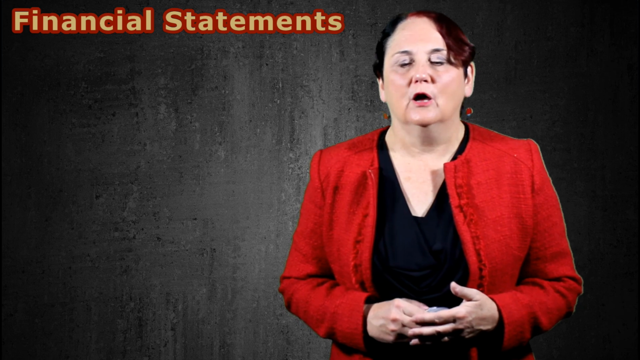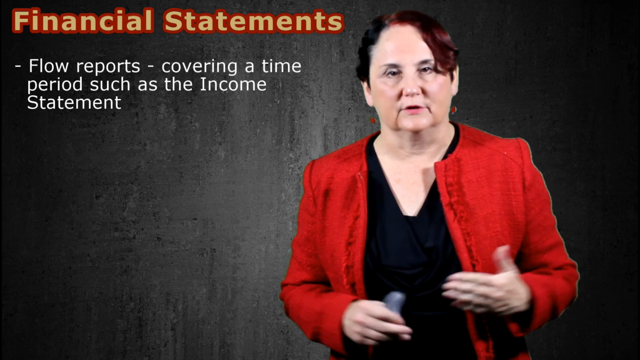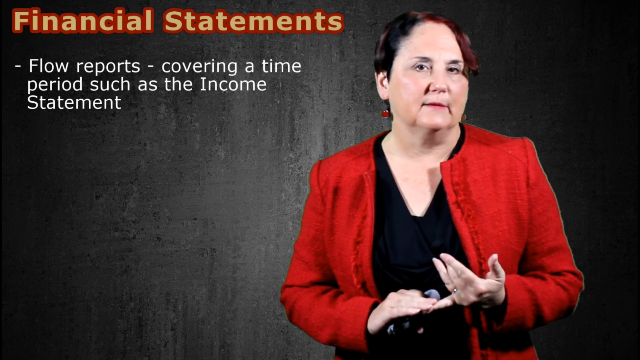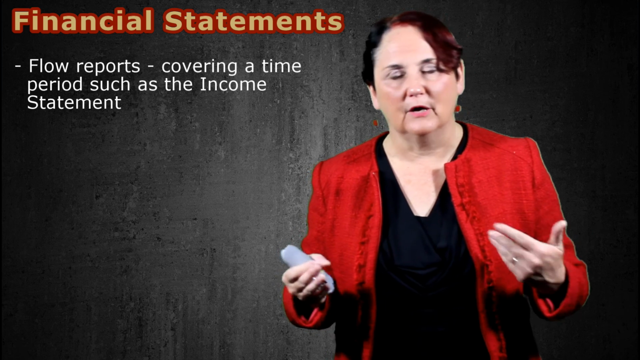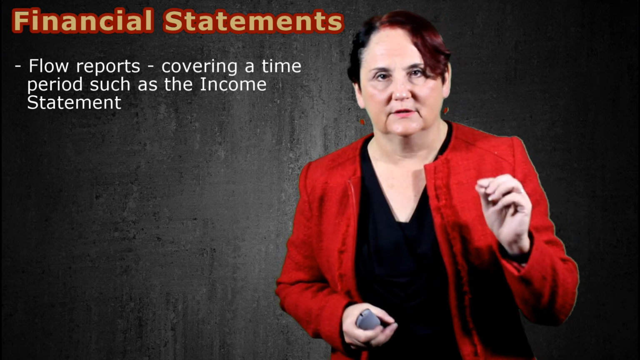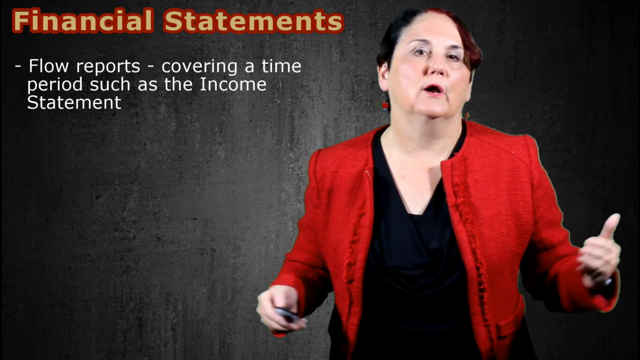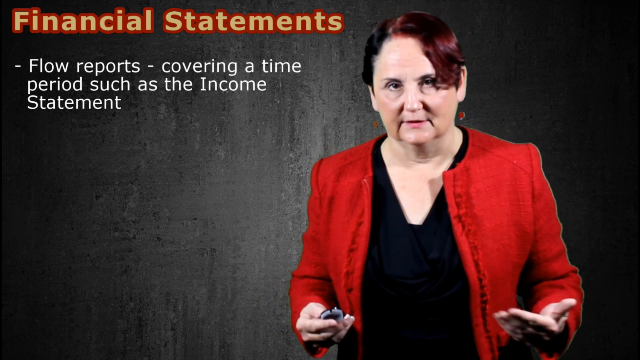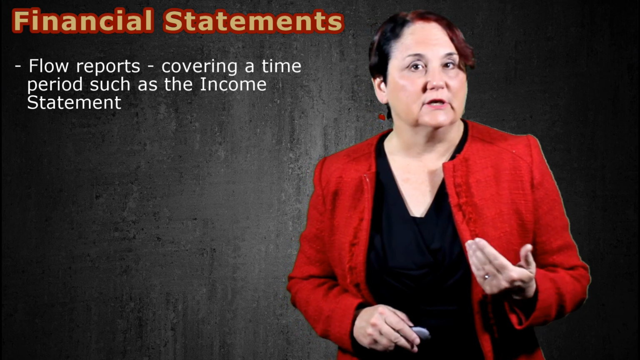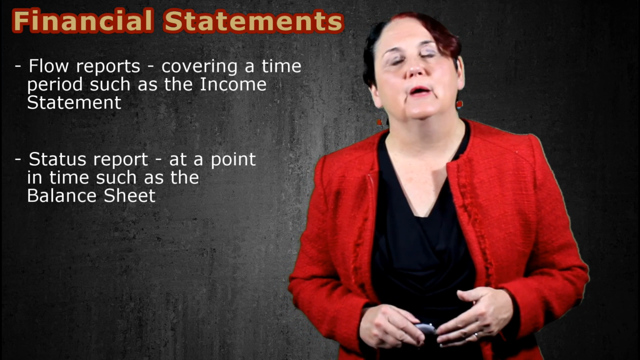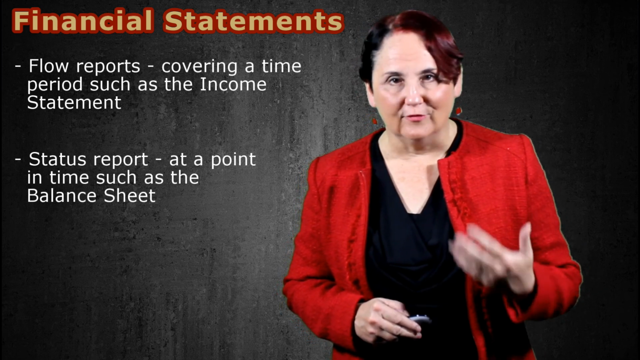So a couple of these statements are flow reports, which means they cover a time period. So your income statement and your cash flow statement are usually done for a year, a month, a quarter. They're not done at a moment in time because you measure things like your sales over a time period. So you have monthly sales, annual sales, that type of thing. Whereas the balance sheet is a status report. What the balance sheet tells you is at a moment in time, what do you have and what do you owe?